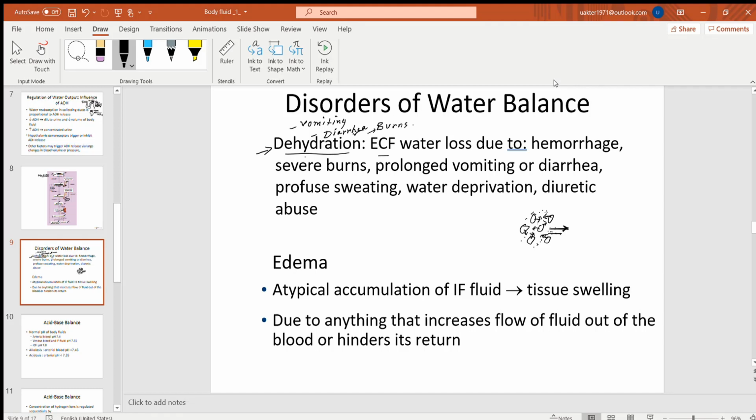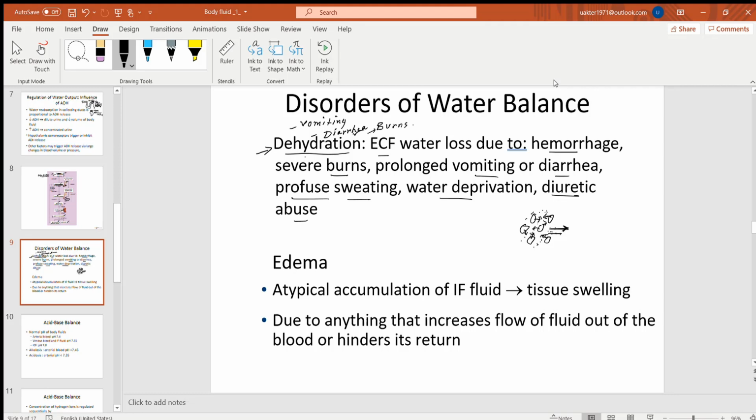So the common causes, as I mentioned, are severe burns, vomiting, diarrhea, and also hemorrhage, bleeding, right? If sudden bleeding occurs, that will decrease the water volume in the body. Profuse sweating, excessive sweating will cause dehydration. Water deprivation if you don't drink water, or excessive use of diuretics, abusive use of diuretics.